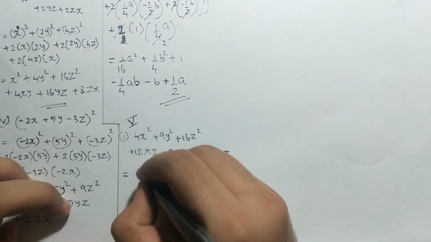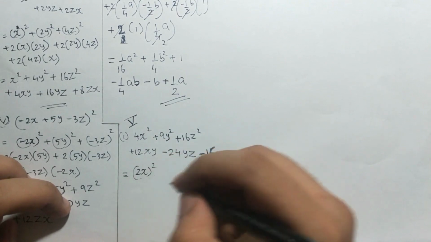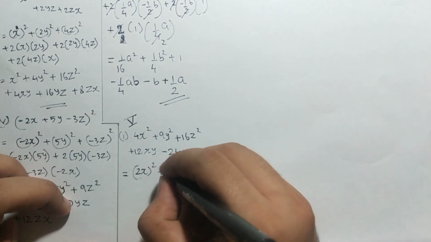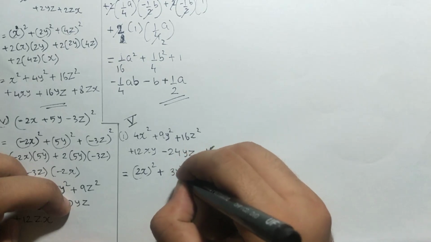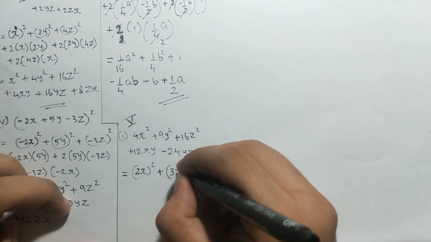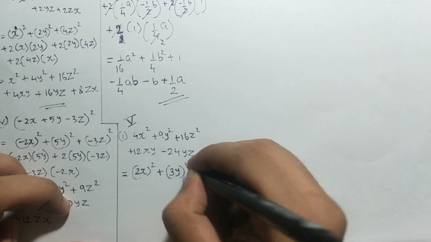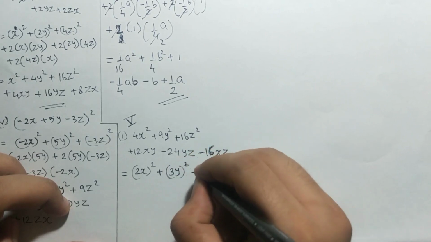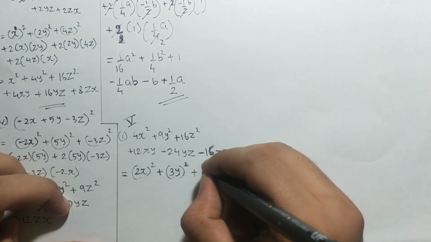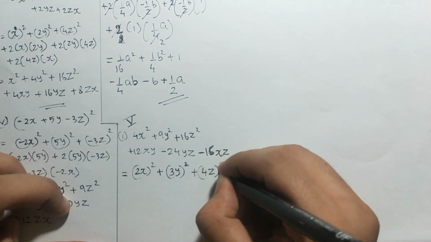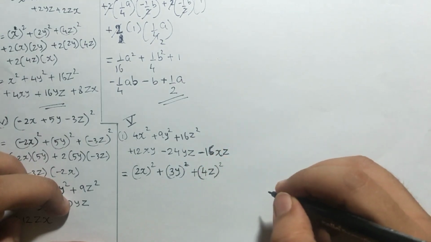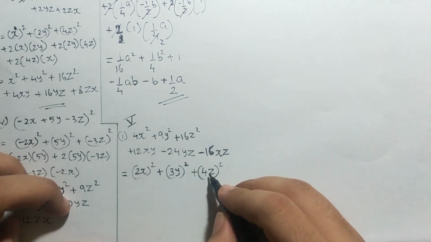4x square is the perfect square of 2x the whole square. 9y square is a perfect square of 3y the whole square. 16z square is a perfect square of 4z the whole square. Now you got these 3 values.